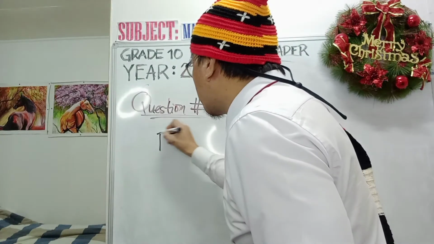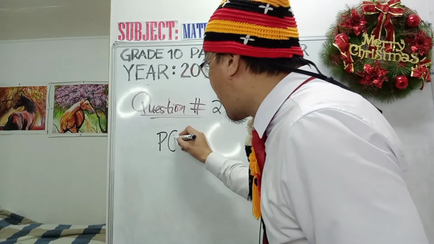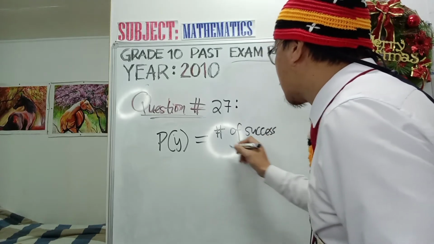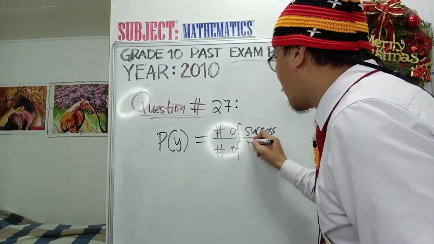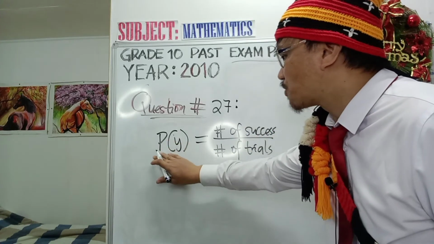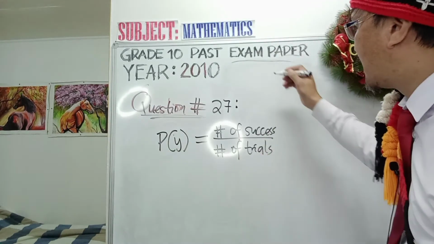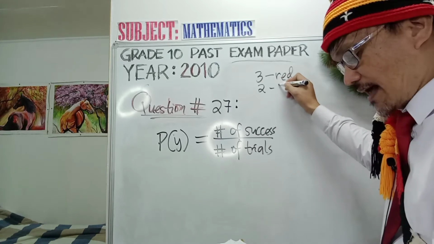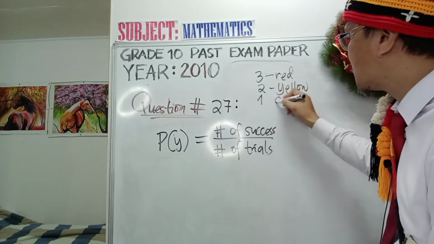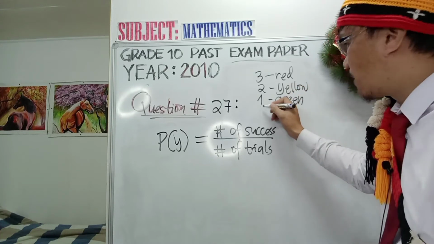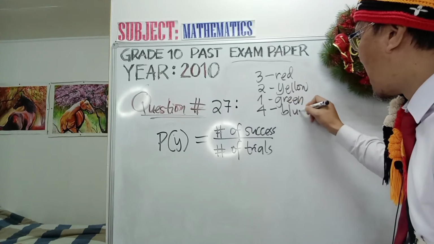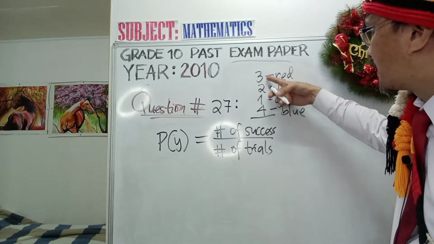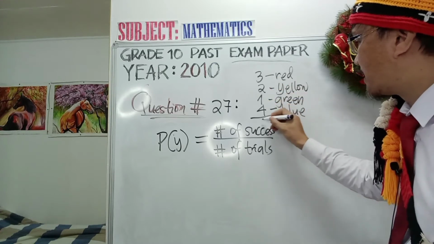The probability of the event, which is yellow, is equal to the number of successes divided by the total number of trials. You are trying to get the probability of the yellow here. In the given, we have 3 red, 2 yellow, 1 green, and the last one, 4 blue marbles. If you get the total of all of these, we have 3 plus 2 is 5, plus 1 is 6, plus 4 is 10.